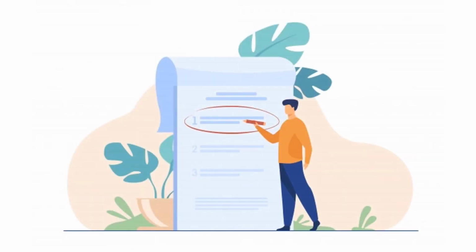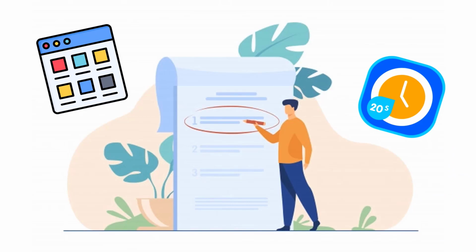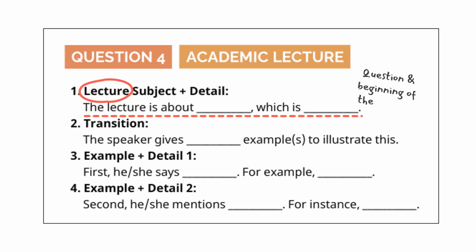You need to prepare a template first since you have only 20 seconds for preparation. This is not enough to organize and summarize an academic topic unless your English skill is really strong. Here's my template. Pay attention to the structure of how to organize your speaking. First, talk about the lecture. What is the lecture about? What is the main concept? It's usually mentioned in the question and at the beginning of the lecture.